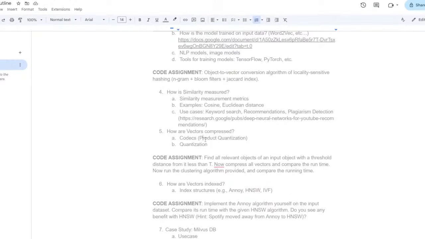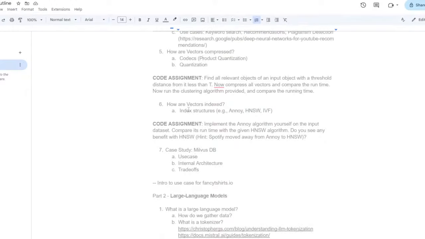Vectors, how are vectors compressed? So quantization techniques, codecs. We'll also be looking at indexing of vectors. Like you have database indexing, you have these B trees and log structured merge trees. Here you'll have different types of indexing for vectors. I've also taken a case study of Milvus DB, the open source vector database, and looked at its internal architecture.